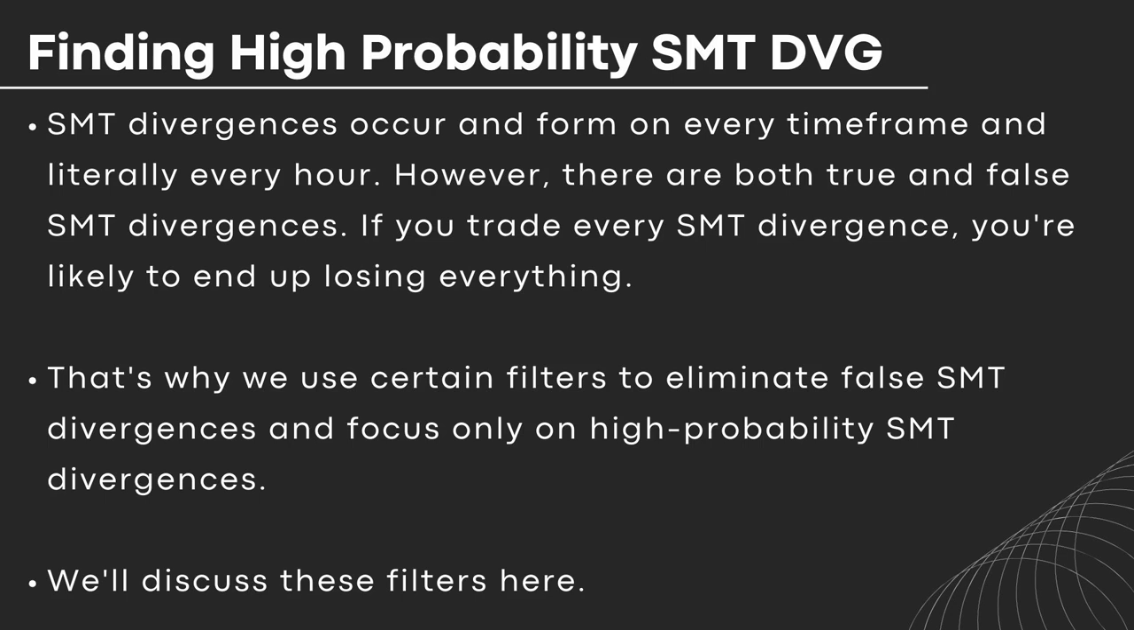If you trade every single SMT that you see on the charts, then you're going to end up losing everything, because that's not the correct manner to trade it. Your job is to use certain filters and metrics which will help you weed out the false SMT divergences, and you're only going to end up with the high probability, high quality, and true SMT divergences, which will eventually assist you in your analysis, right?